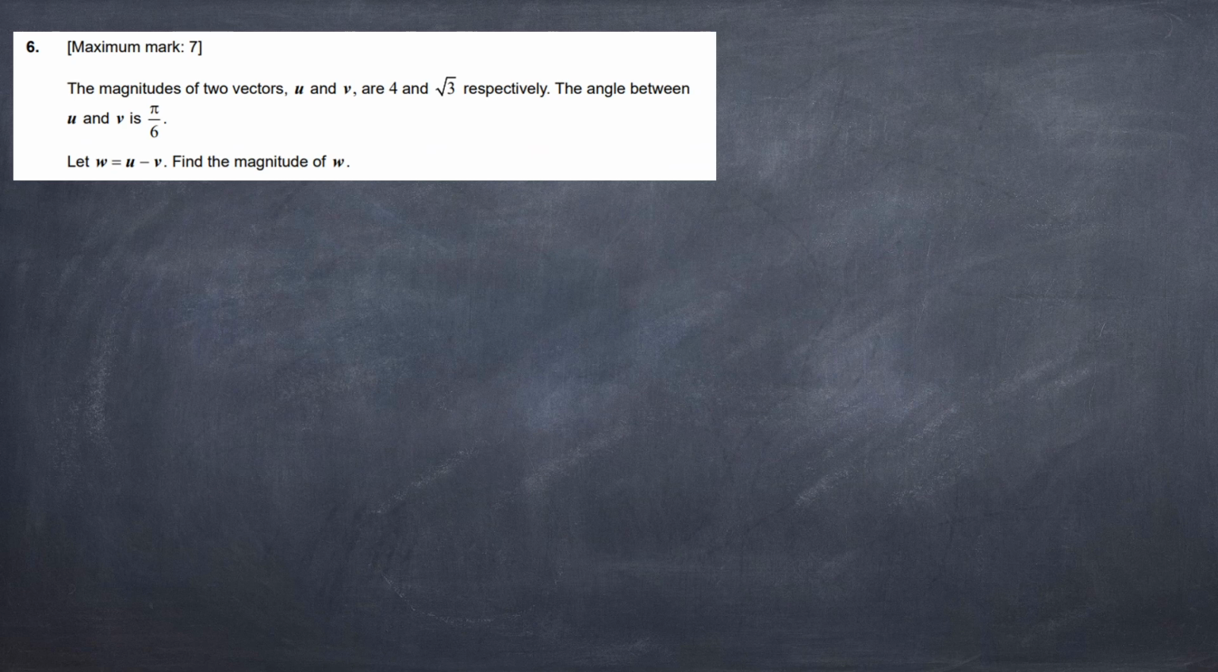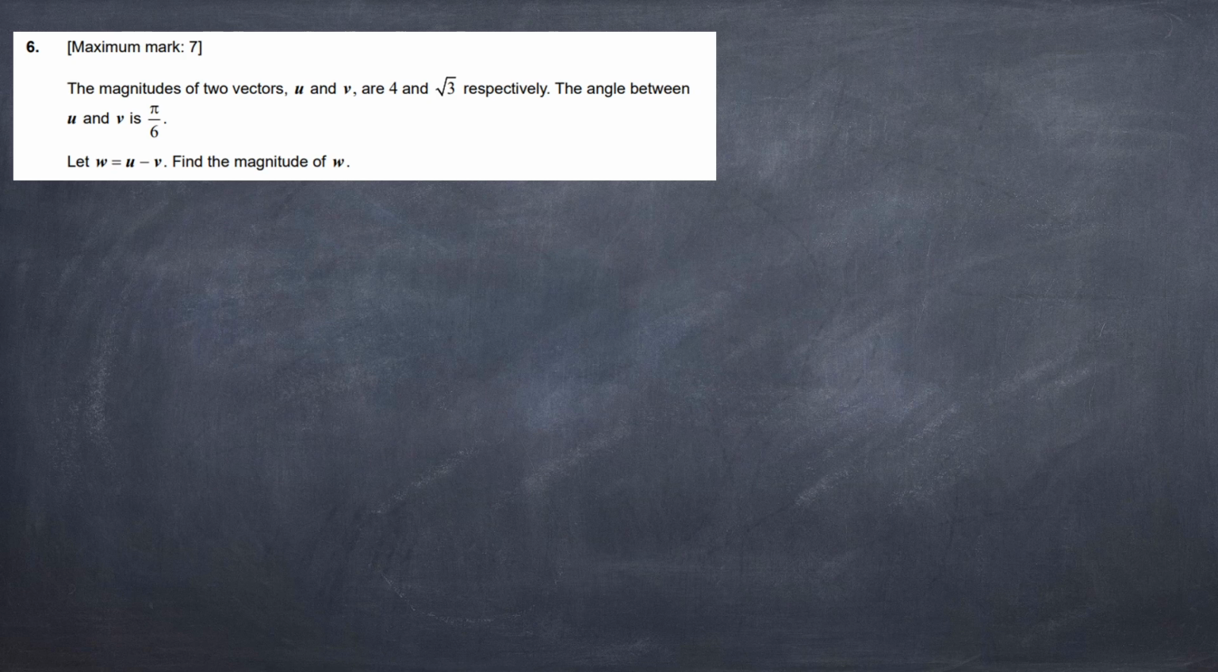So let's start this problem. The problem statement says the magnitudes of two vectors u and v are 4 and root 3 respectively. The angle between u and v is pi by 6. Let w is equals to u minus v. Find the magnitude of w.